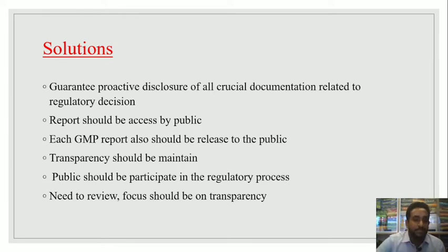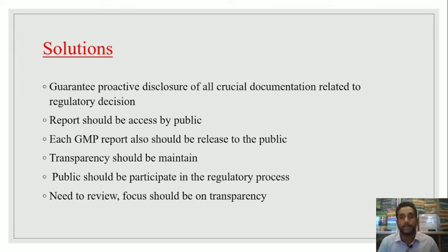I mentioned the first point: guarantee proactive disclosure of all the crucial documentation related to regulatory decisions, which means the documents, including confidential documents, in the regulation process, while giving an application to get a license for a particular drug or cosmetic item. That regulatory documentation, the application process, and proactive disclosure of all the regulatory forms should be placed in public view.